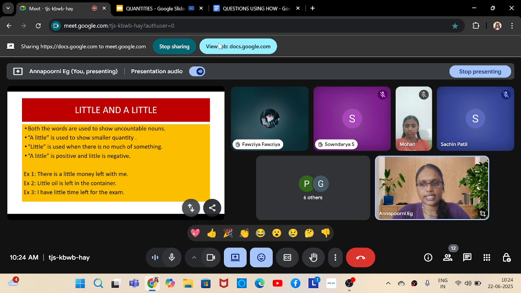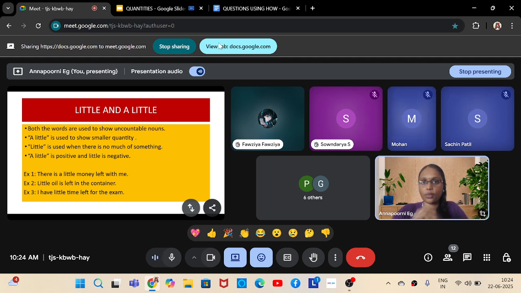So I have given three examples here. Let's read them one by one. First one is, there is a little money left with me. Little oil is left in the container. I have little time left for the exam. Okay, so Sachin, can you identify the uncountable nouns in each sentence?